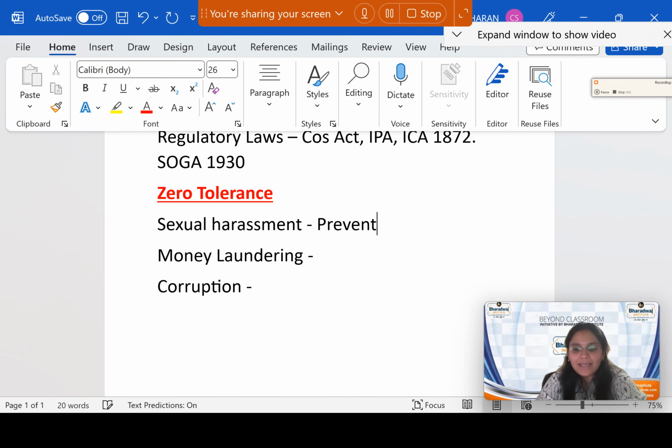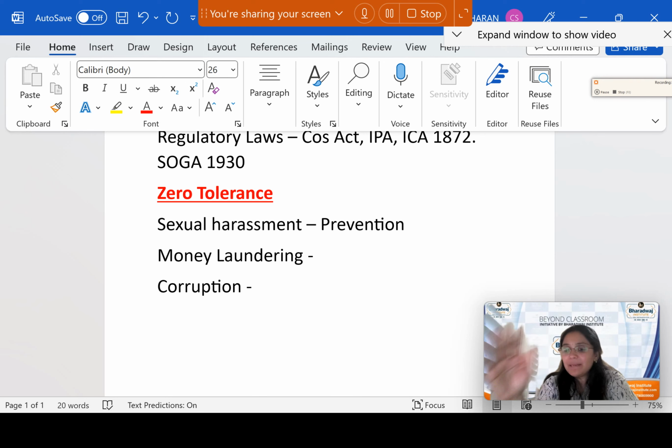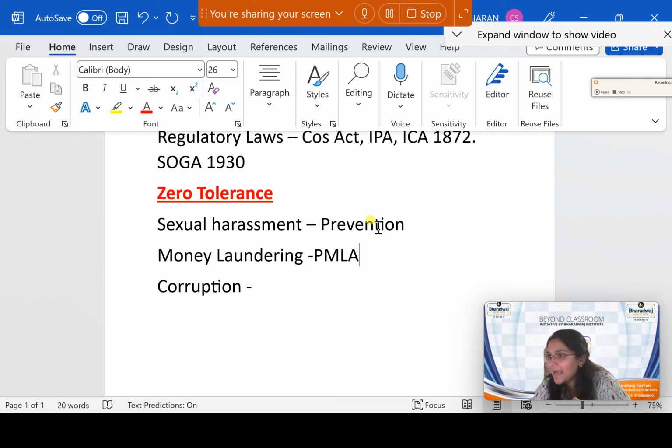So what did India do? India made the Prevention of Sexual Harassment of Women at Workplace Act. And then it made the PMLA, the Prevention of Money Laundering Act. And then it made the Prevention of Corruption Act. So if you notice, everybody, these are matters for which the country comes up with what kind of laws? It comes up with a preventive law.